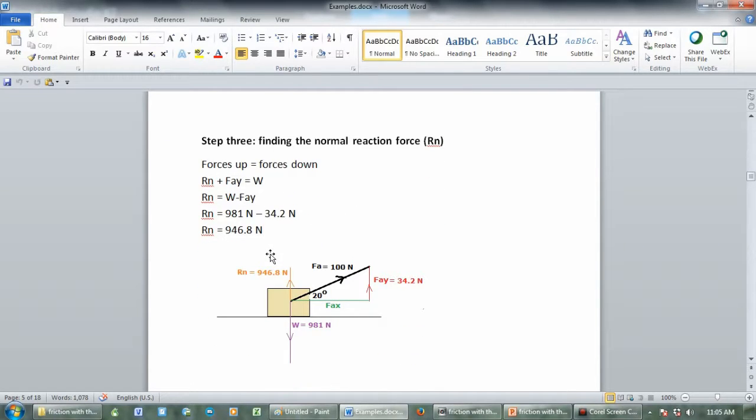Step 3, finding the normal reaction force. Forces up equal forces down. Forces up are Rn plus Fay. A force down is the weight of the object. Rearranging the equation, transposing for Rn, Rn, the normal reaction force, will equal the weight of the object minus the vertical component of the applied force. Rn equals 981 newtons minus 34.2 newtons, so Rn equals 946.8 newtons.